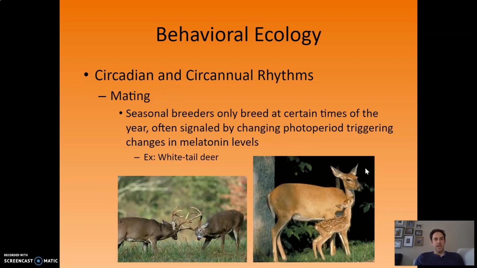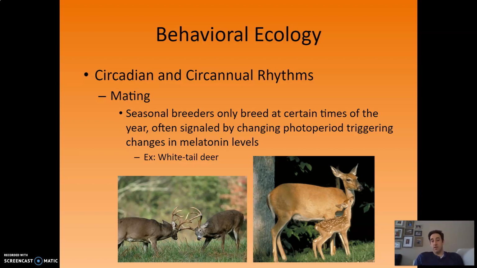Another circadian rhythm is around mating. Some organisms only breed at certain times of the year. And again, the signals are oftentimes the changing photoperiod that changes melatonin levels, which then triggers these different changes.